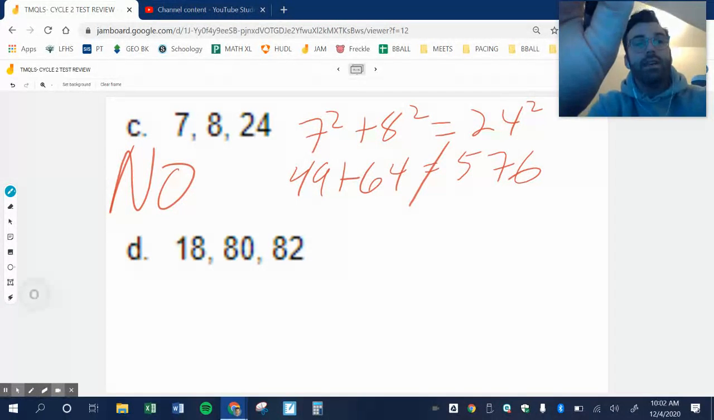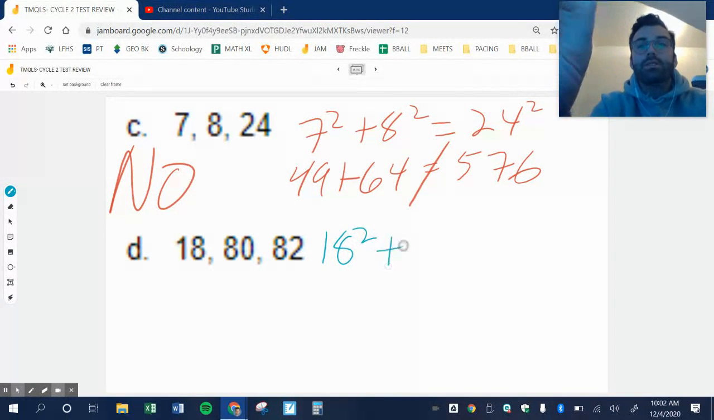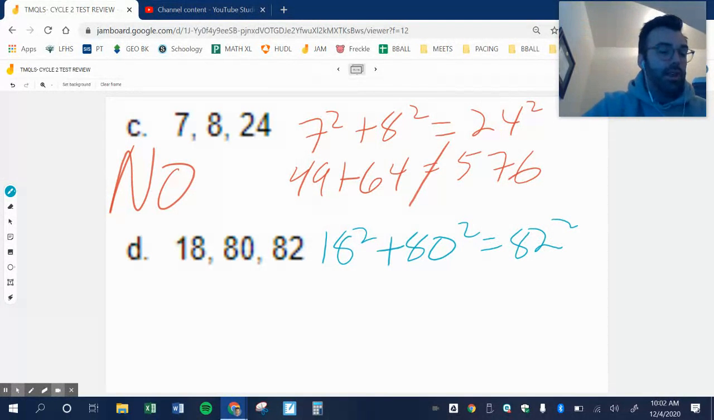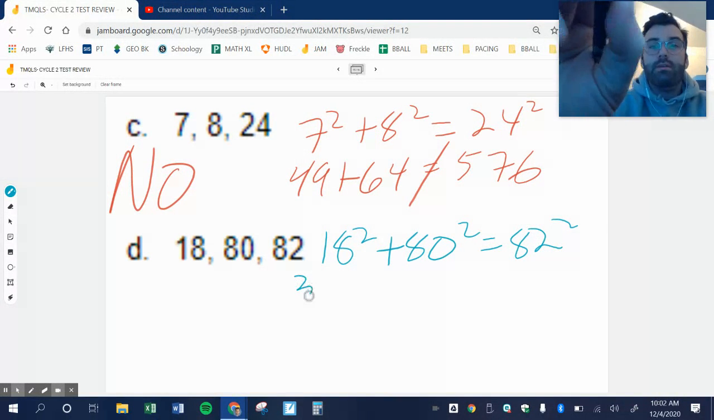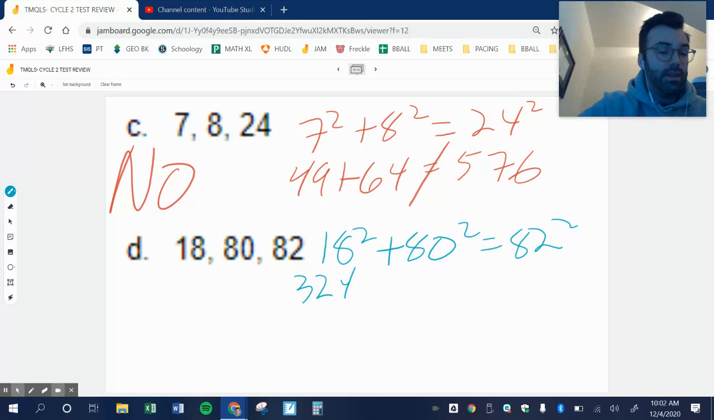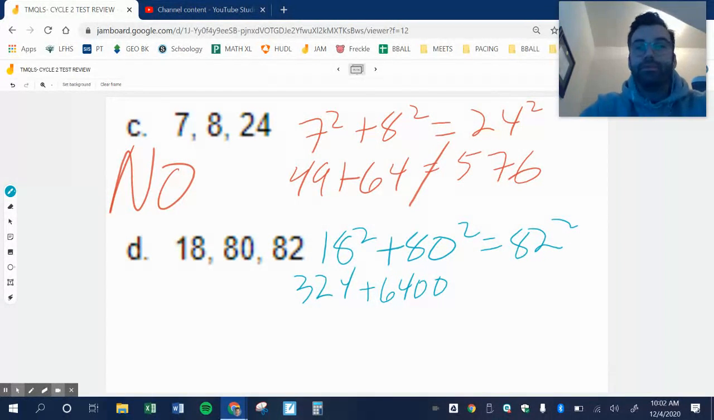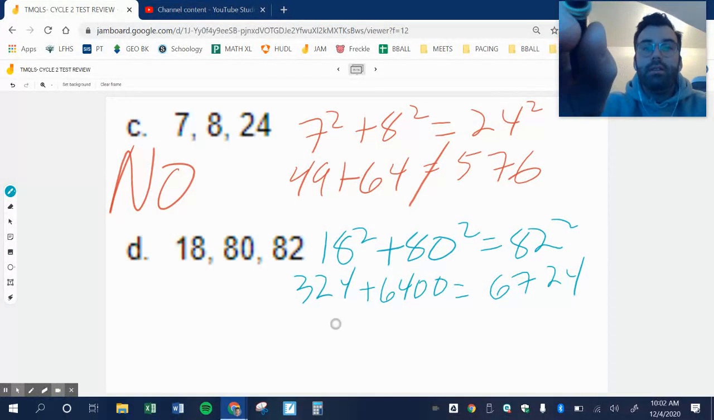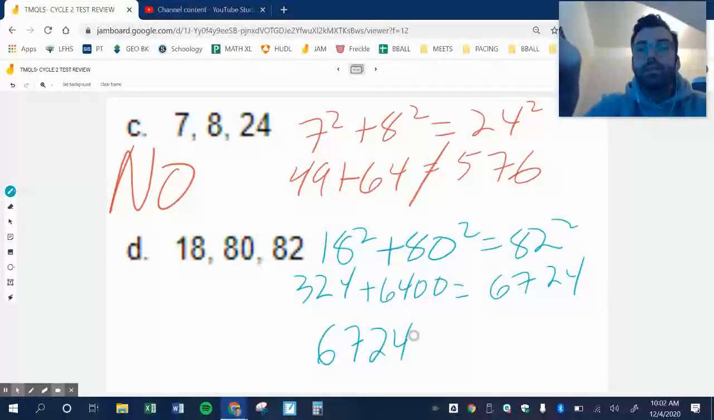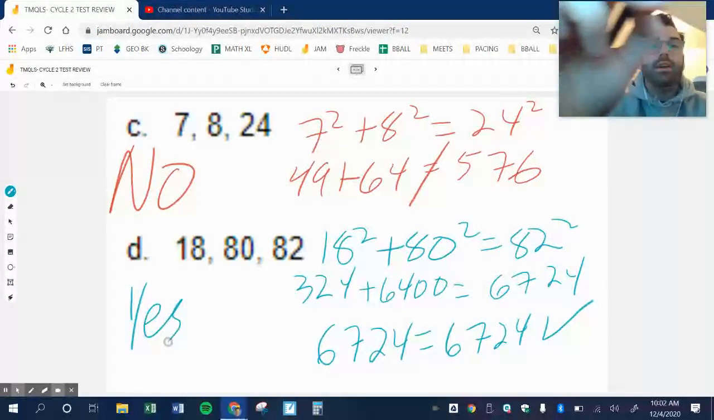Last one, then I'll pause the video. 18 squared plus 80 squared. Does that equal 82 squared? These are a lot of big numbers. 18 squared is 324. 80 squared is going to be 6,400, right? Yeah, 324 plus 6,400. 82 squared is 6,724. Well, if I combine over here, these check out. So this is another yes. All right, pausing it here.